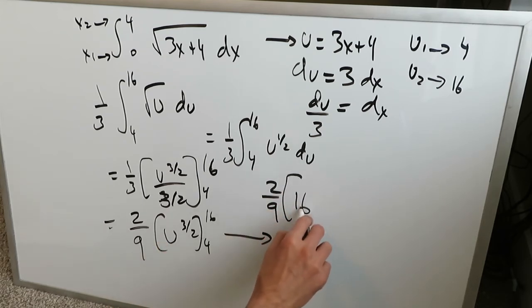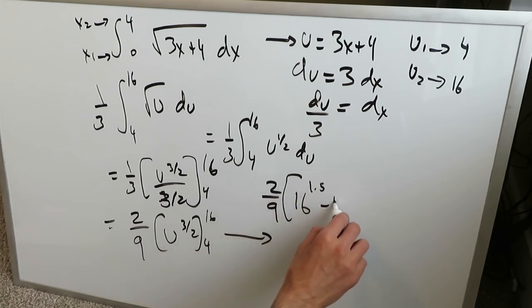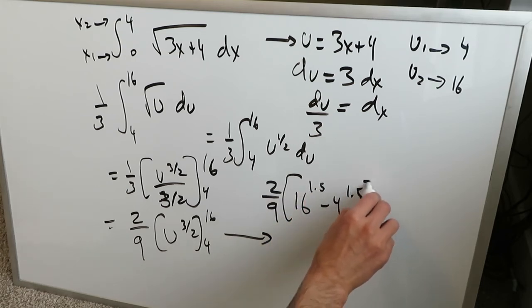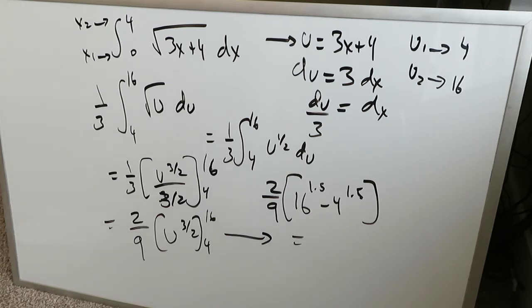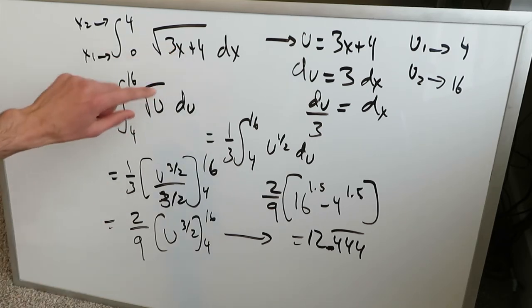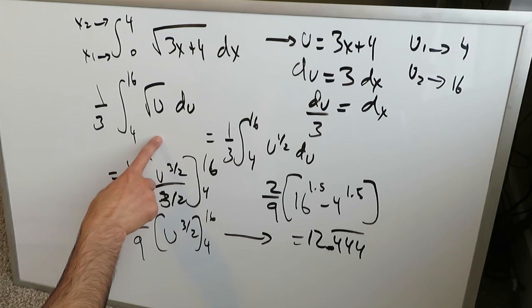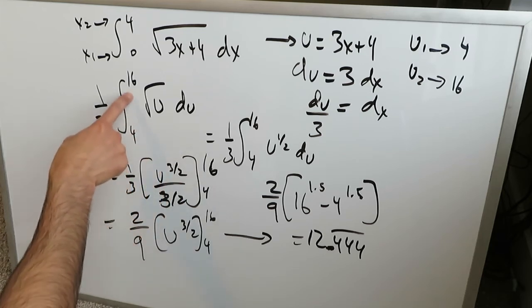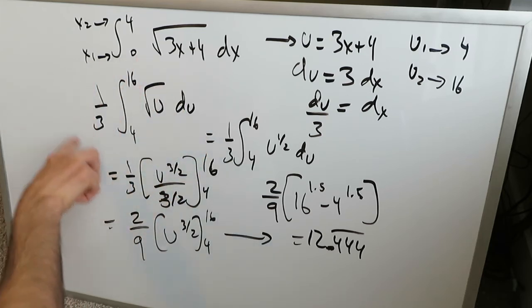2 over 9 times 16 to the 3 over 2, which is really 1.5, 16 to the power of 1.5 minus 4 to the power of 1.5, and you come up with your numerical answer, and I'll put it out for you, and your question will be done. And your answer will be 12.444, repeating. So that would be the area of this curve over the interval 0, 4, which is equivalent to saying the area of this curve over the interval 4 and 16 of this entire function here.